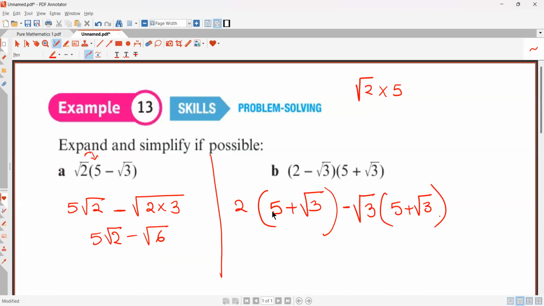5 into 2 is what? 10. Okay. 2 into root 3 is what? 2 root 3. Minus 5 root 3. Then what is root 3 into root 3? Minus 3. This one I told you yesterday as well, right? Root 3 multiplied by root 3.